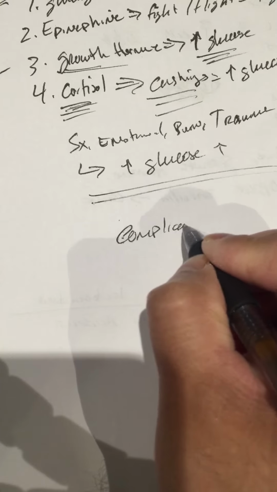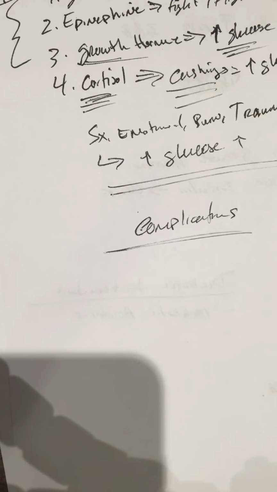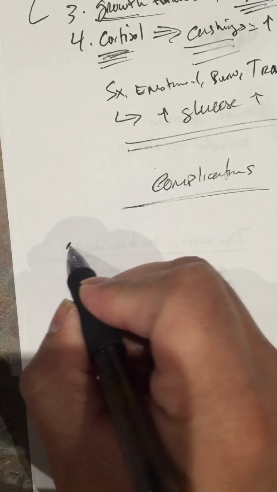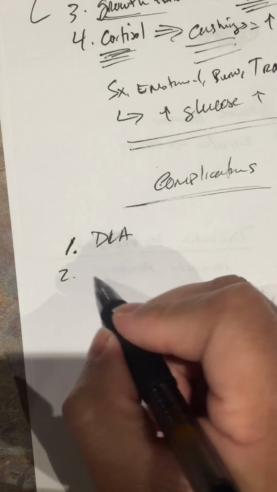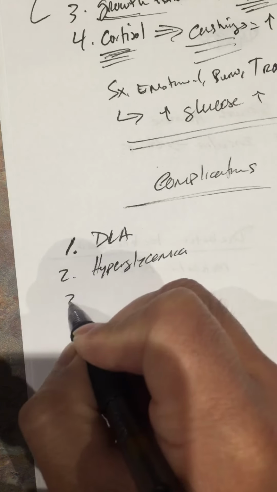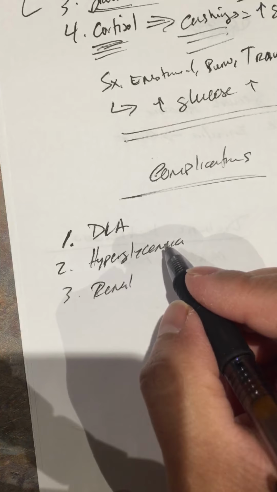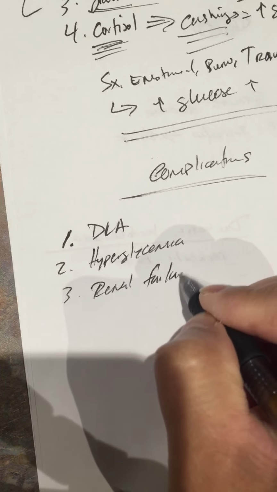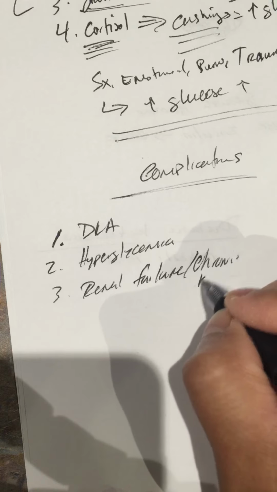Now again, I talked about how in diabetes you have so many problems. I'm just going to talk about them very, very briefly, because we could go into hours and hours on these different types of complications. So I'm just going to name them off. Number 1, DKA. Number 2, hyperglycemia. Number 3, renal failure. And again, this is due to that large glucose molecule. Or chronic kidney disease.